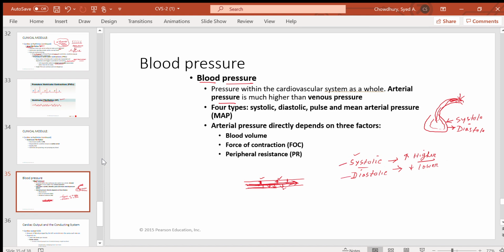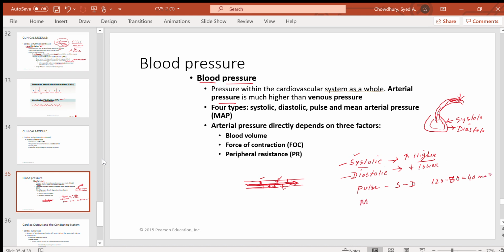Now from these 2 pressures we can measure other 2 pressures. One is called the pulse pressure, which is systolic minus diastolic. So if your systolic is 120, diastolic is 80, then your pulse pressure will be 40. Makes sense? Millimeter of mercury.